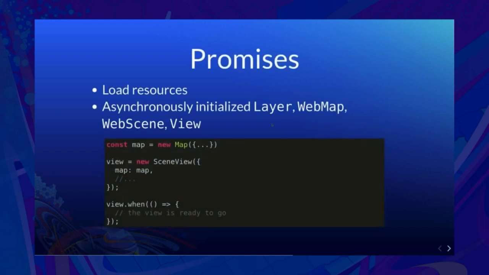Continuing with promises. Promises make it possible for us to load resources in the API. And they can do things like load layers and web maps, web scenes, and views asynchronously. So when I create a new map, nothing is going to happen to that map. It's just going to sit there and no network traffic is going to occur because I'm not requesting any information. It's not until I give that map to a view that data is going to start to get fetched. Now, once all that data has been fetched and the different layers are being prepared to draw, that is when the view is going to be ready to work with. And this function called when will be called. This is a promise so you can then start doing stuff with the view after it's run.